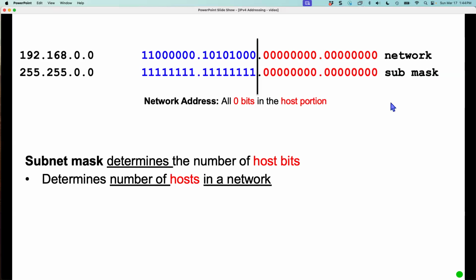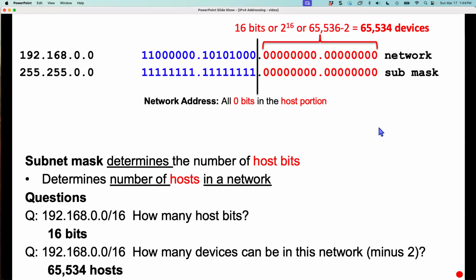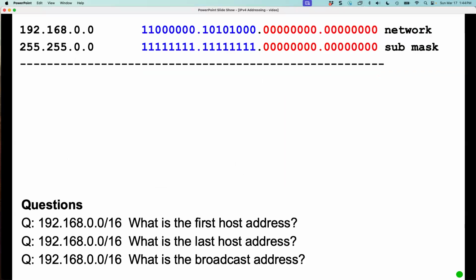So the number of host bits you have, again, determines how many devices you can have in your network. So how many host bits do we have here? Well, what I count are 16 bits. How many devices does that give you? Minus 2, minus the network, minus the broadcast. 16 bits gives us 2 to the 16th, or 65,536, minus 2, or 65,534 addresses we can assign to end devices. That's how many end devices we could have in this network.